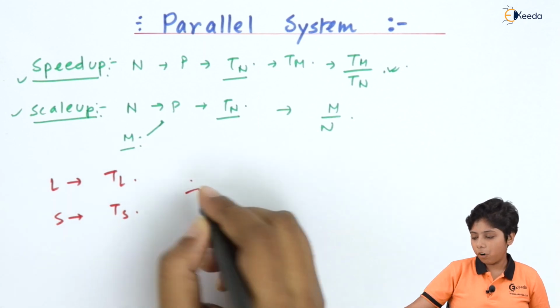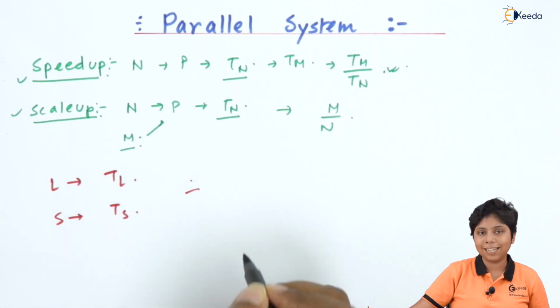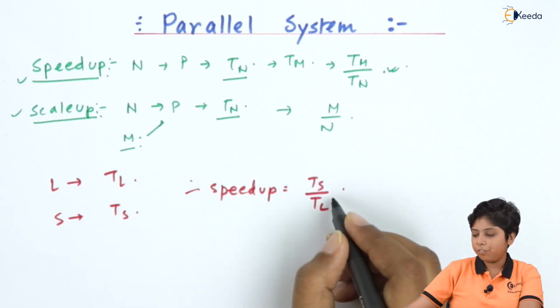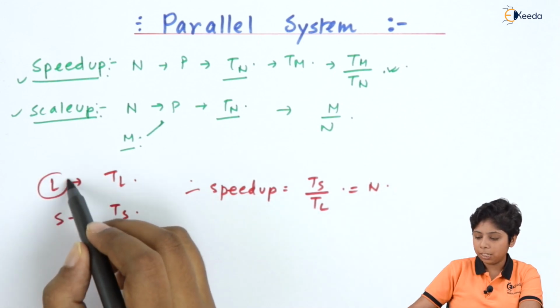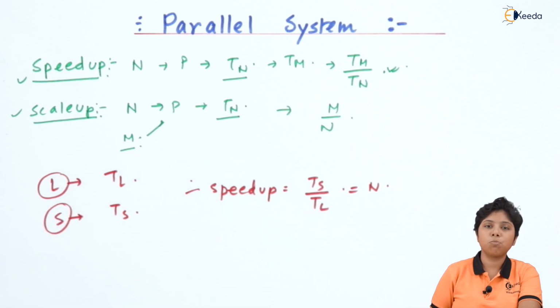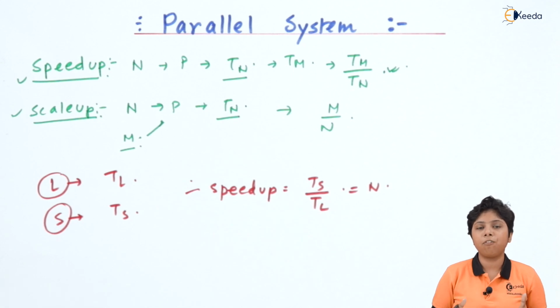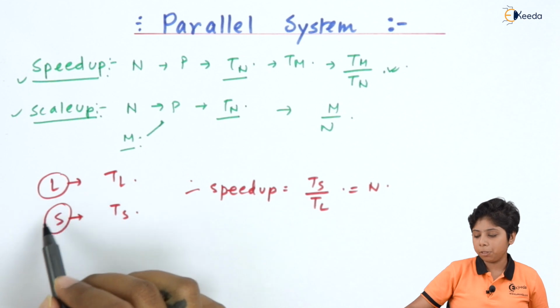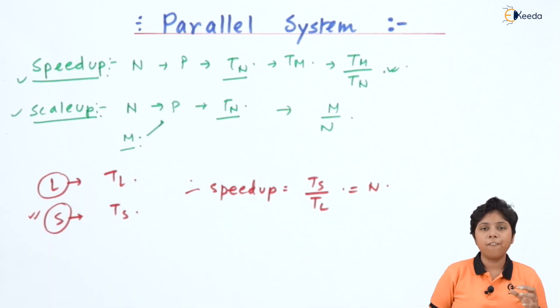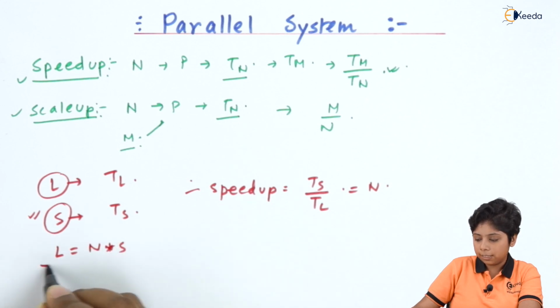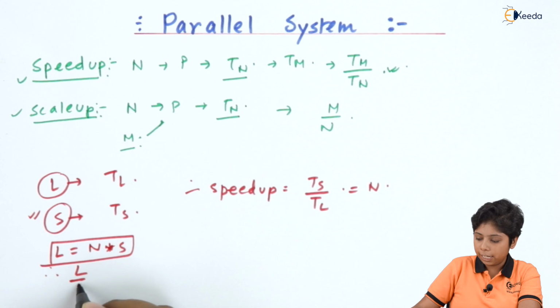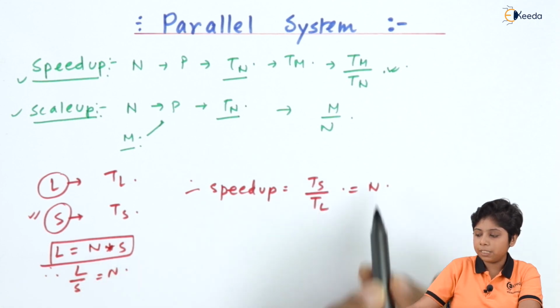From this definition of speed up, the speed up becomes TS by TL. If TS by TL, that is the speed up, equals n, then we can say that the larger machine has n times the resources of the smaller machine. That means the larger machine contains n units of resources, and these can be divided into smaller machines, each with 1 by n of the resources of the larger machine. That means L equals n into S. If this relation exists, then L by S equals n, so that TS by TL equals n.